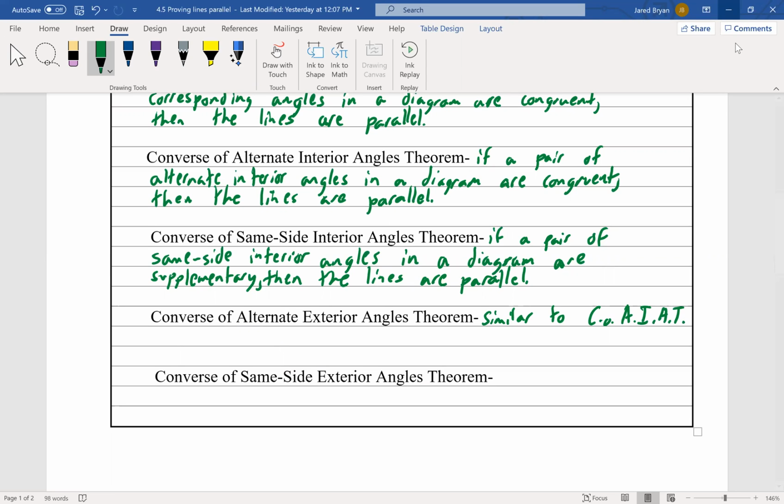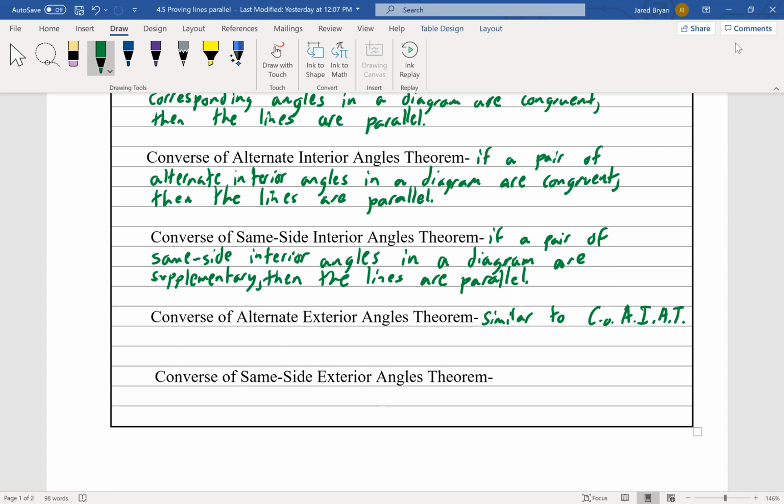So again, something to keep in mind here. It's the exact same theorem, so we can use that. All right, and then last one, converse of same side exterior angles theorem. You can abbreviate that as needed. It's the exact same thing as the theorem we wrote with same side interior. The only difference is I swap in the word exterior.